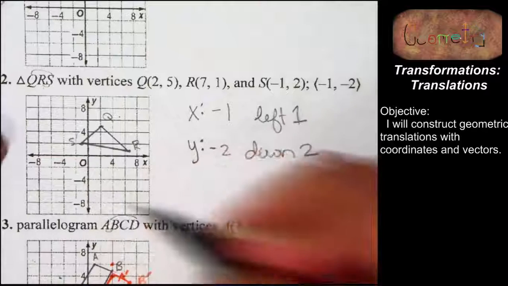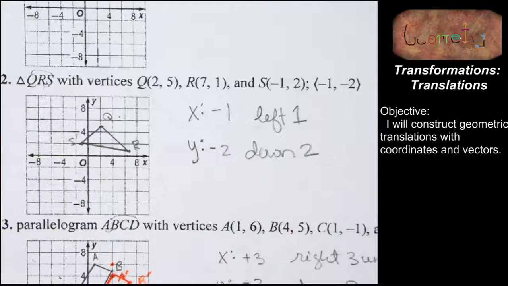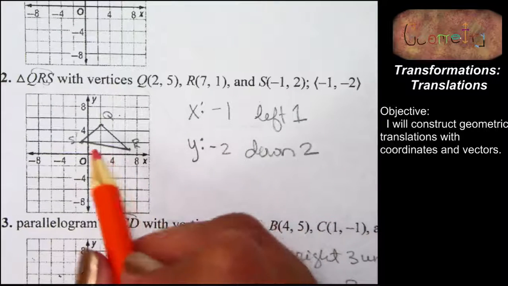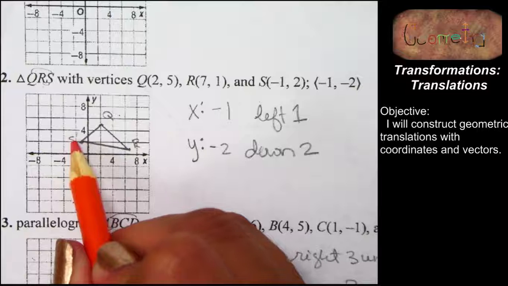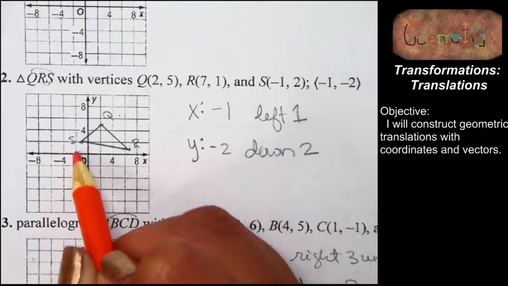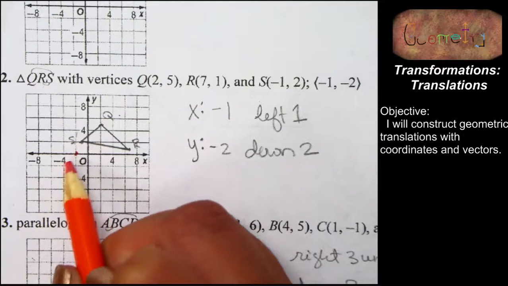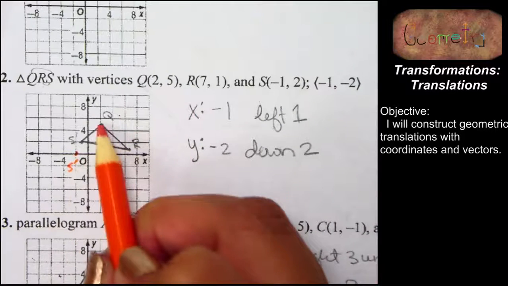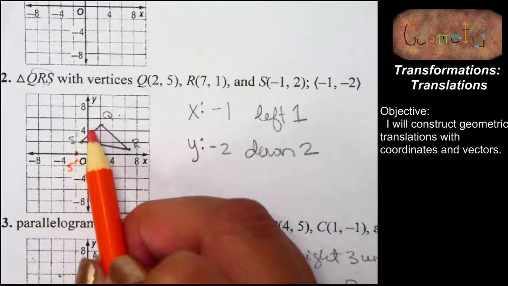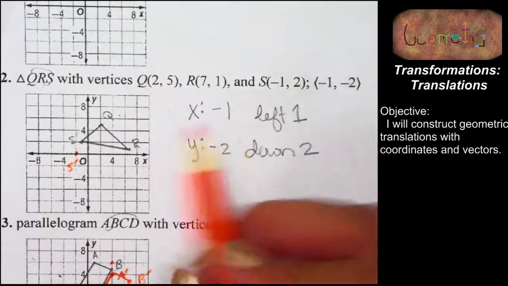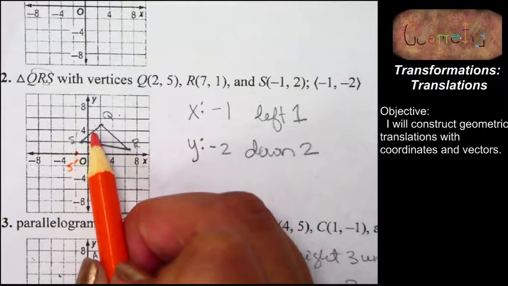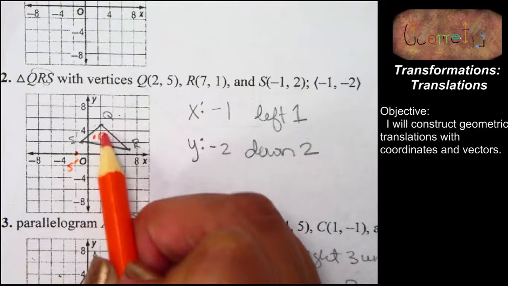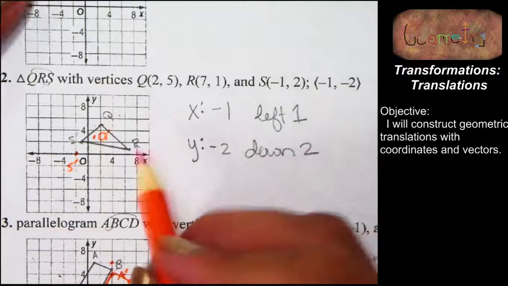There's my figure. I know how I'm translating, so I'm going to get started with my translation. All right, S, I'm going to go left 1, so from here left 1, and then down 2. So my new S is going to be right there. From Q, to the left 1, down 2. There's my Q. And make sure you put those primes in there when you label the letters.